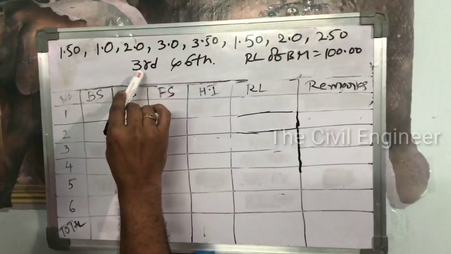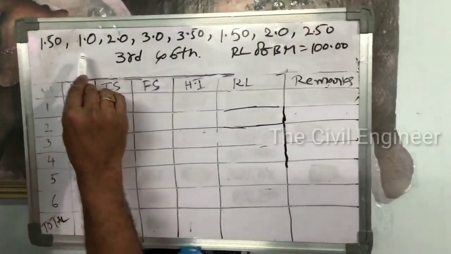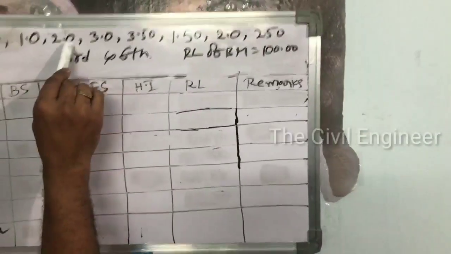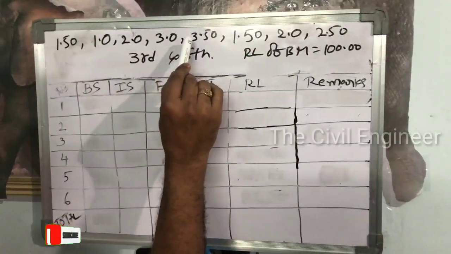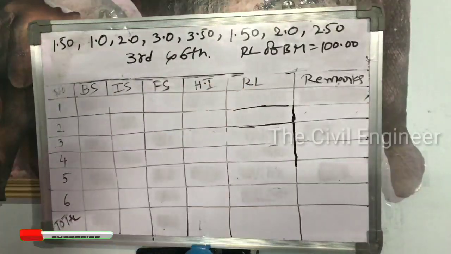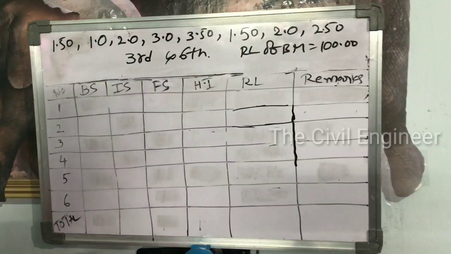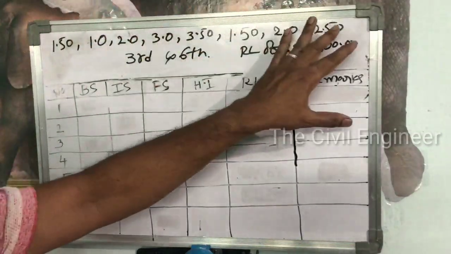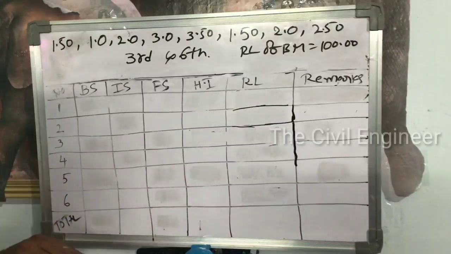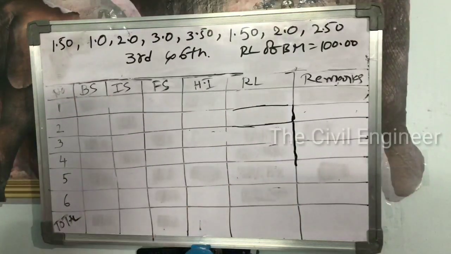The instrument was shifted after the 3rd and 6th staff readings. Here the 3rd reading is 1, 2, 3, and 4, 5, 6 is the 6th reading. After taking these 2 staff readings, the instrument was shifted to another place. Now, how can we post all these staff readings into this tabular form? This tabular form is used for the height of instrument method.